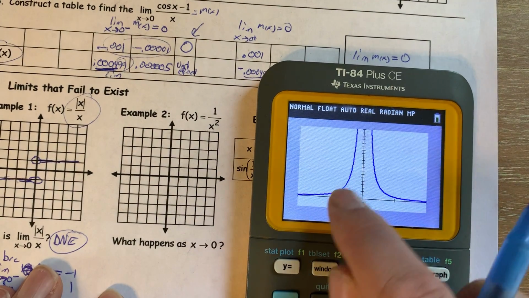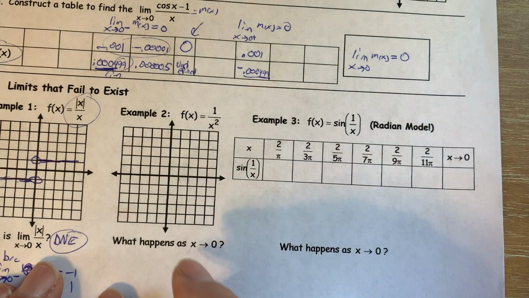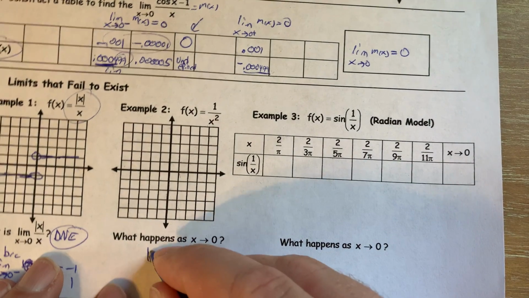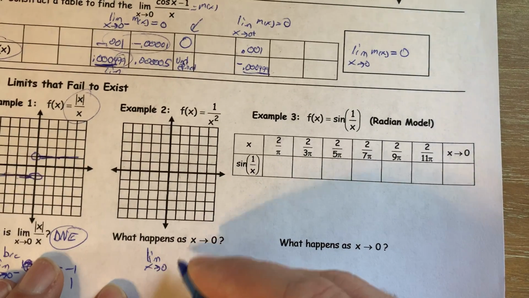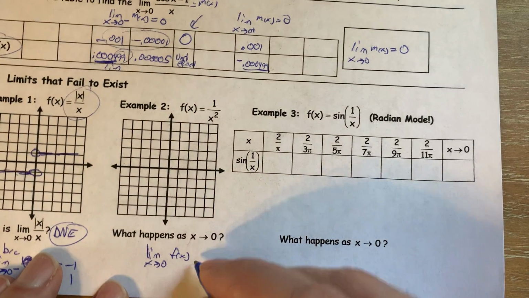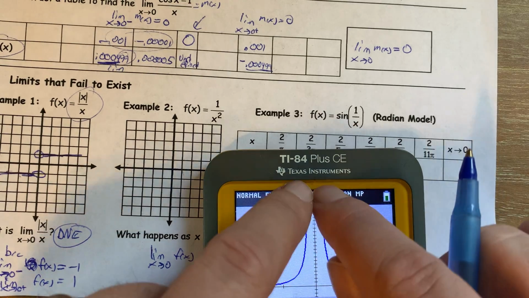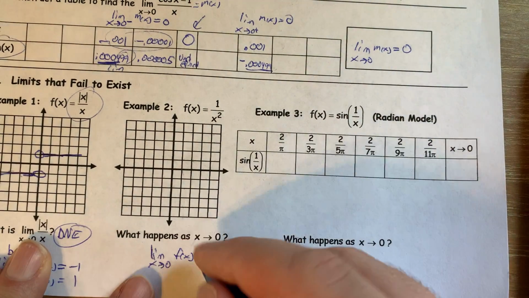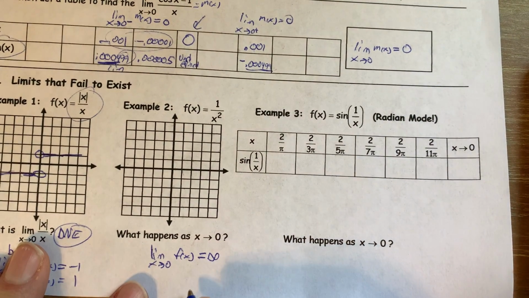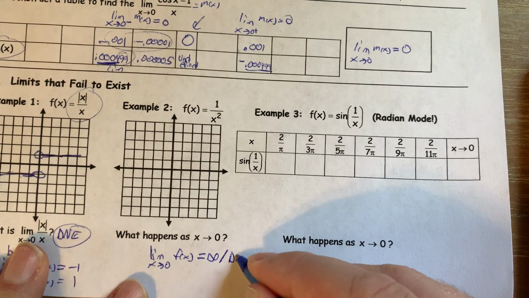And so as we approach 0, the limit as x goes to 0 of f of x does not exist because there is no limiting y value. The y values just keep getting higher and higher. One way of saying this is that the limit is infinity, but that's a type of not existing.